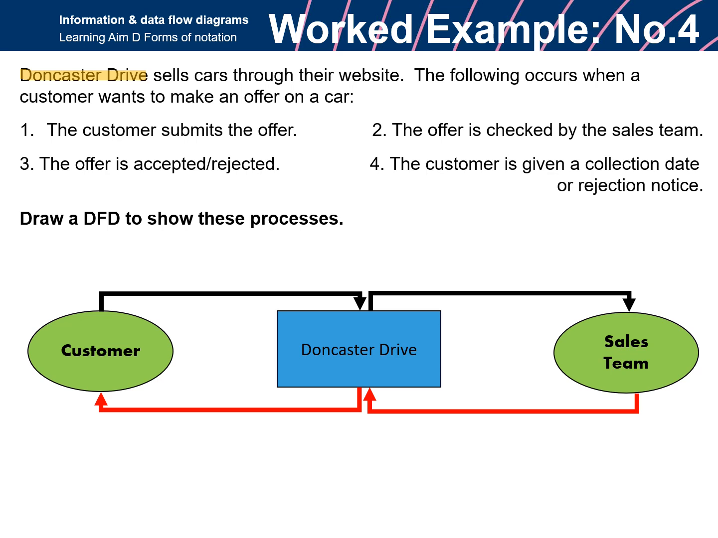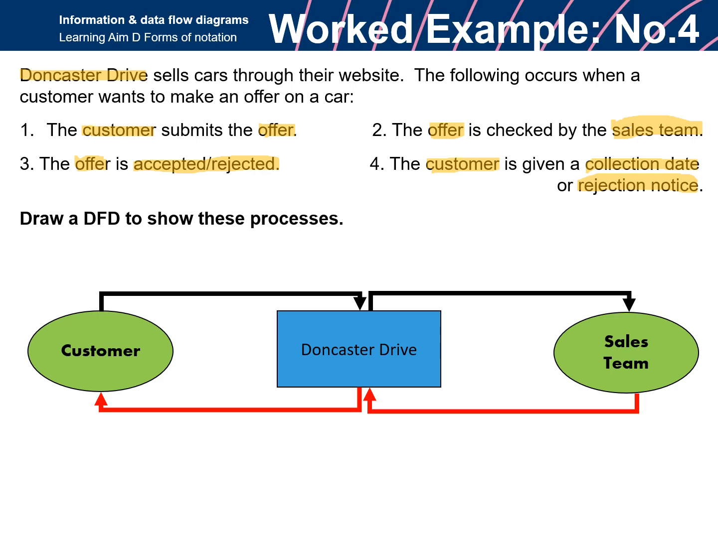In the first one, we have a customer who submits the offer for the car on the website. We then have the offer being checked by the sales team. So how much have they offered for the car in question? The offer can either be accepted or rejected, depending on if they feel it is a good price or they have offered too little. And then the customer will be told about the decision from the sales team. So they'll be told to either collect the car on a certain date because their offer has been accepted, or they will receive a rejection notice to say that they need to pay more for the car.